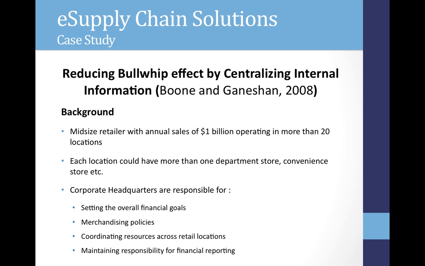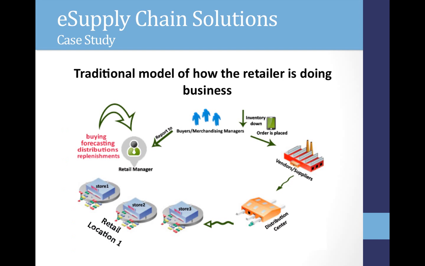In the case study, we are going to look at how centralizing internal information can reduce the bullwhip effect. A little background about the company: it is a mid-sized retailer with annual sales of $1 billion, operating in more than 20 locations. Each location could have more than one department store or convenience store. Corporate headquarters are responsible for setting the overall financial goals, merchandising policies, and maintaining responsibility for financial reporting.